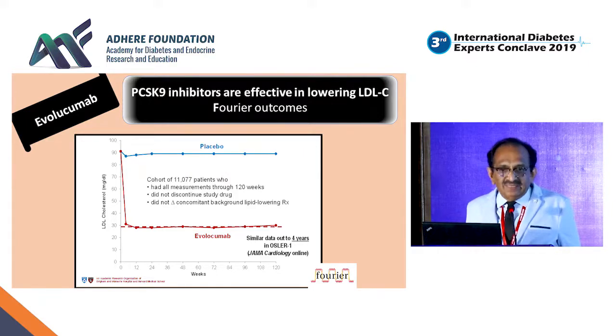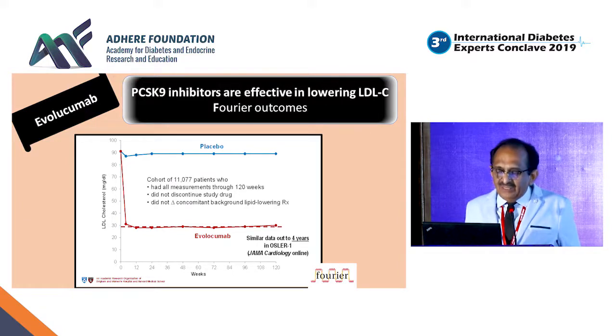Look at this, the CV outcomes, relative risk reduction. CV death, MI and stroke, the relative risk reduction is 16% with evolocumab. Relative risk reduction again is 25%. And P is very, very, very significant. This is what happened with evolocumab in the FOURIER trial.